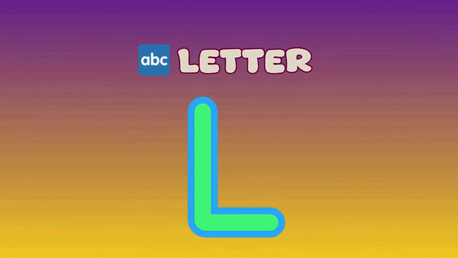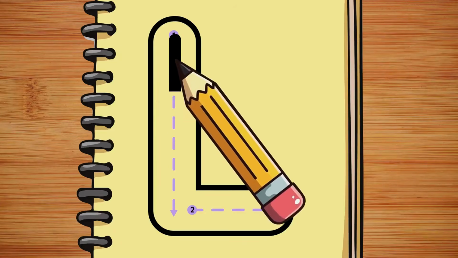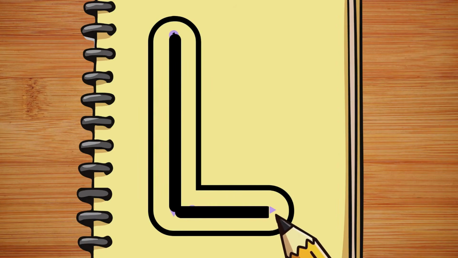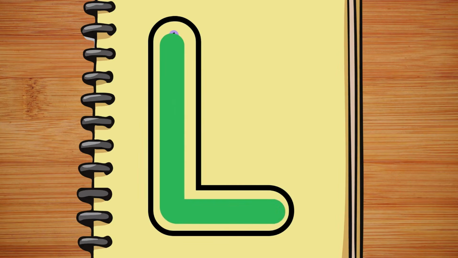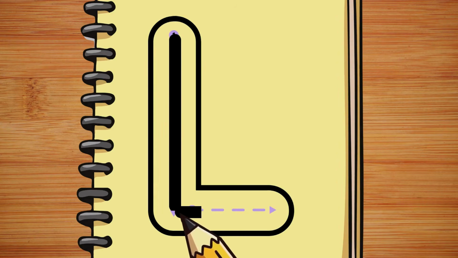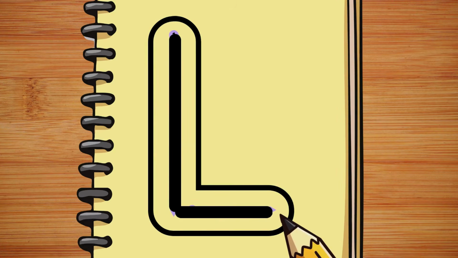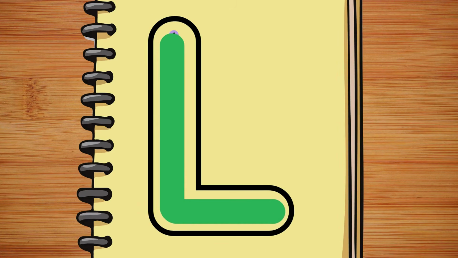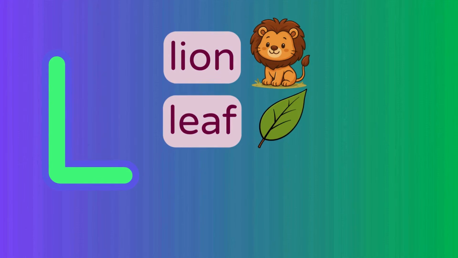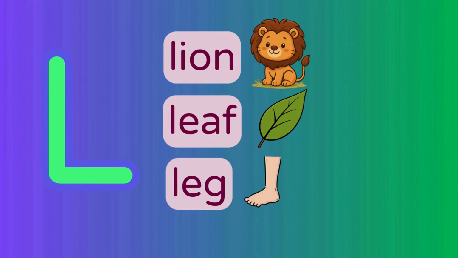Letter L. Line down. Line across. L is for lion. L is for leaf. L is for leg.